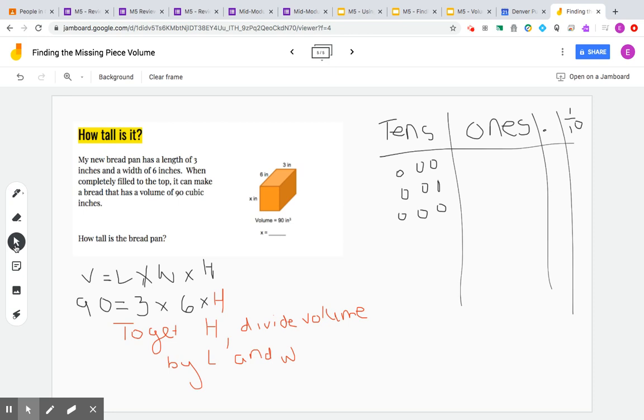A few people reached out to me today asking, Miss Oliver, I'm really struggling to find the missing piece when I'm given the volume, the length, and the width of something. So let's take a look at this example.